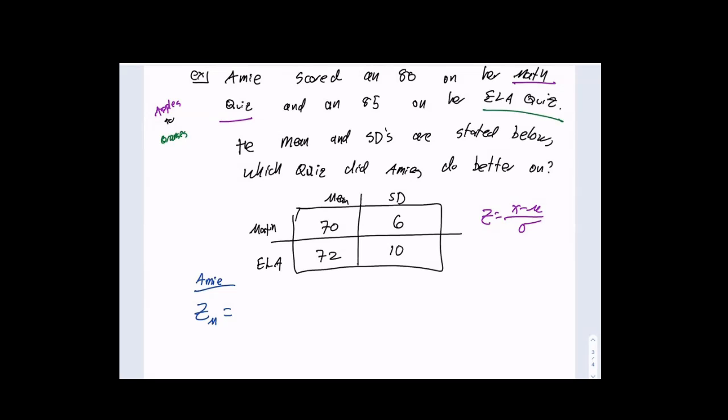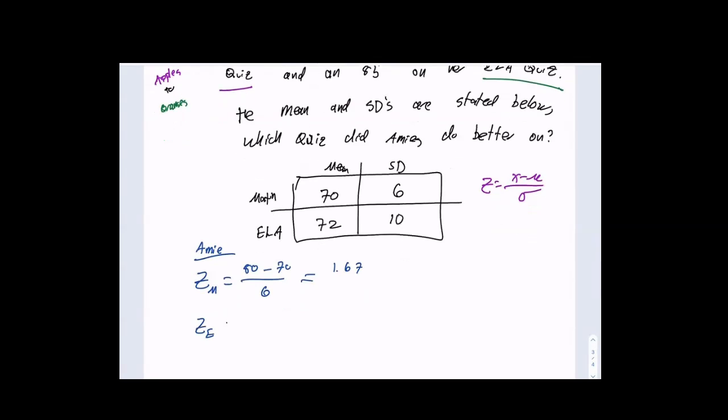Is it going to be? Do 80 minus. Yeah. Huh? Yeah, I was going to say, is the z-score going to be positive or negative? Positive. Positive, yeah, because she's above the mean. Good. So it's 80 minus what? 70, which is the mean. All over? 6. The standard deviation, yeah. 6, good. And that gives me about 1.67.